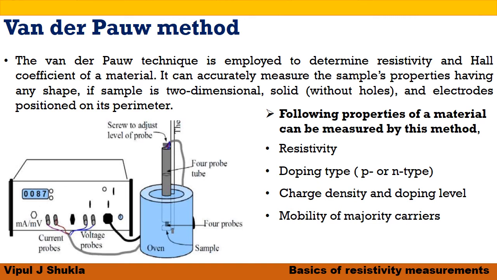An extension of the van der Pauw method, the properties of a material can be measured with the help of this method, that is the resistivity, doping type whether it is p-type or n-type, sheet density of majority carriers, charge density and doping level, and mobility of majority carriers.